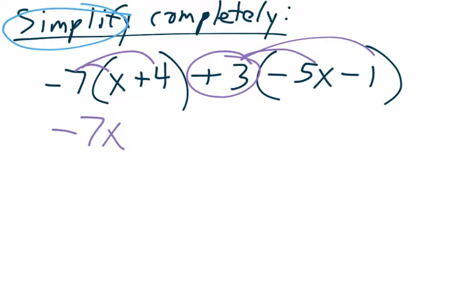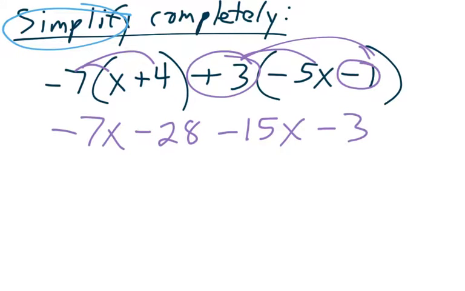-7 times a +4 is a -28. Okay, now we distribute the 3 to every term in the second quantity. Well, +3 times a -5x is -15x. +3 times a -1 is a -3. After we multiply, we look to combine like terms.